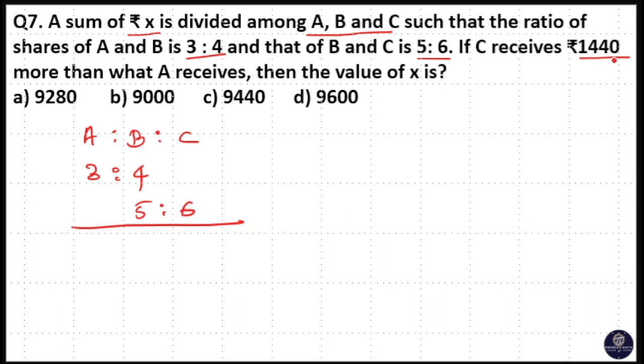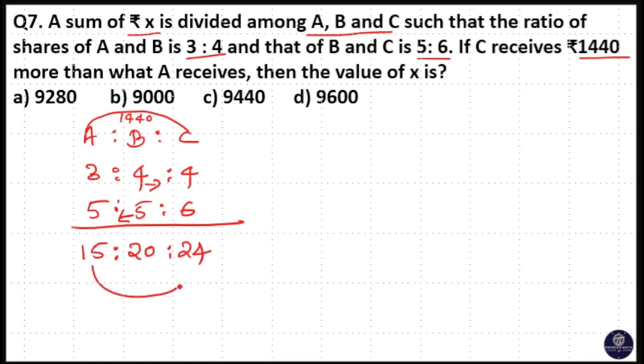If C receives 1440 more than A, that means the difference between A and C is 1440. So you know the rule here, 4 will come here, that is 4 right here, 5 will come here, 5 right here. When you multiply 5 into 3, 15, 5 into 4, 20, 6 into 4, 24. And you know the difference between A and C. The difference between A and C is 9 units.